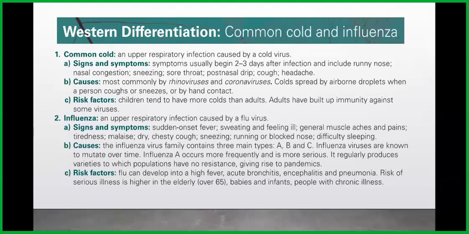The risk factors are that children tend to have more colds than adults. Adults have built up immunity against some viruses. And number two, influenza, an upper respiratory infection caused by a flu virus. The signs and symptoms are sudden onset of fever, sweating and feeling ill, general muscle aches and pains, tiredness, malaise, dry chesty cough, sneezing, running or blocked nose, and difficulty sleeping.